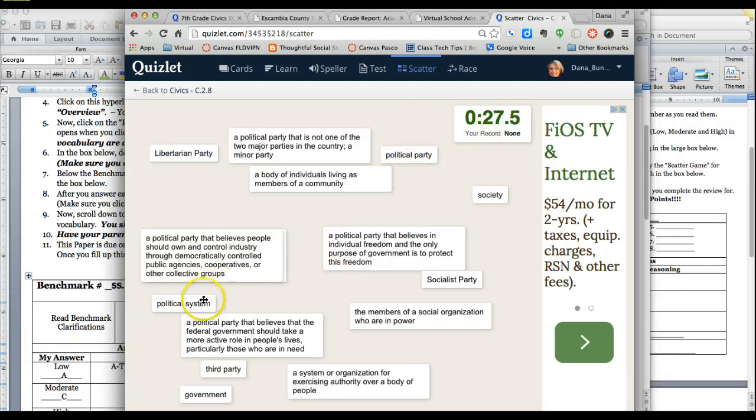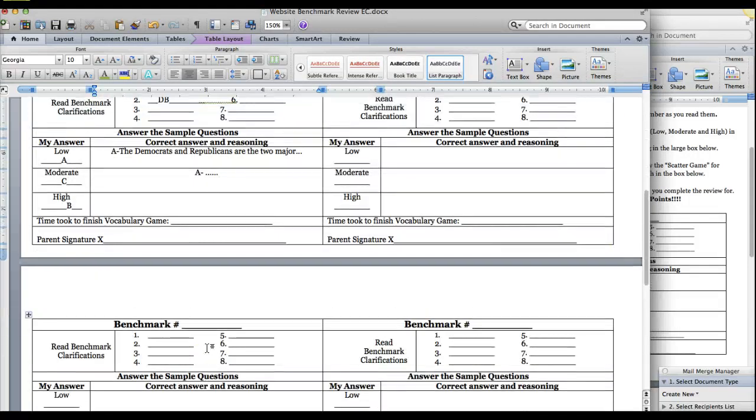So you would do that for each of the words, and then when you're done, it'll stop your time. So whatever time it took you, you would put in this box right here. So say it took you 55.4 seconds. You would write that in there.